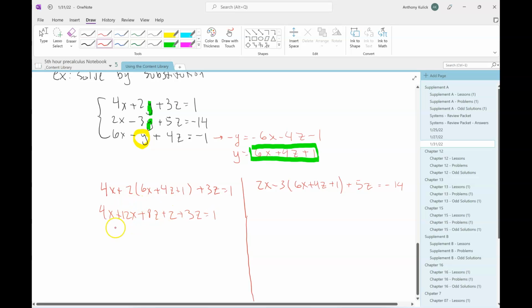Then if I group my x's together, I have 16x. I group my z's together, I have 11z. And I'll subtract this 1 over to make -1. And we'll go ahead and do the same thing on the other side. I'm going to make sure that I take the negative with the 3 along with me when I distribute, though. Easy to forget to do that.